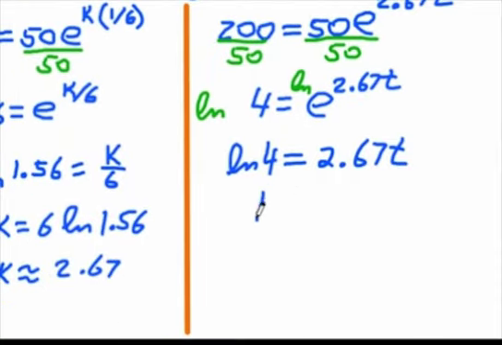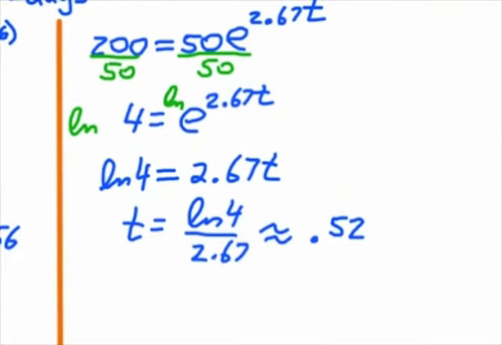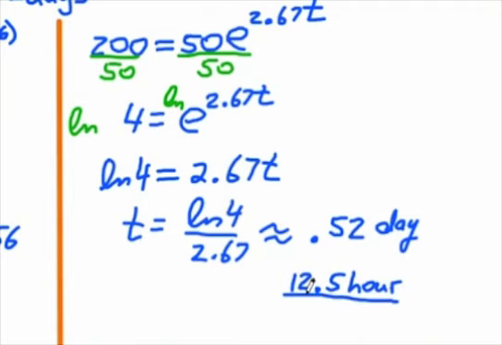And then finally, to solve for t, we get t is equal to ln of 4 divided by that 2.67, which is approximately 0.52. And since we were measuring time in days, this would be 0.52 of a day. So basically 12 hours. Well, let's be a little bit more precise. Multiply that 0.52 decimal that's in your calculator by 24, and we end up with 12.5 hours.